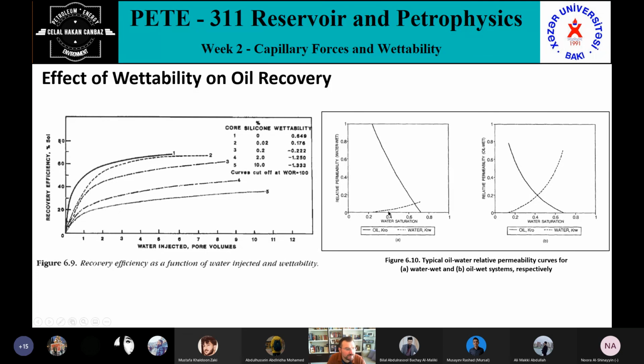In terms of relative permeability curves, you can say that the first one is water wet and the second one is oil wet. Who can tell me about these two plots? How do I understand this? There's a very easy description: A is water wet and B is oil wet. Any idea?